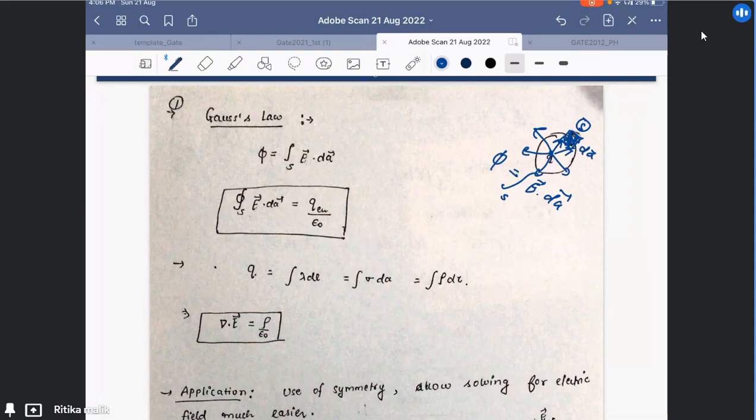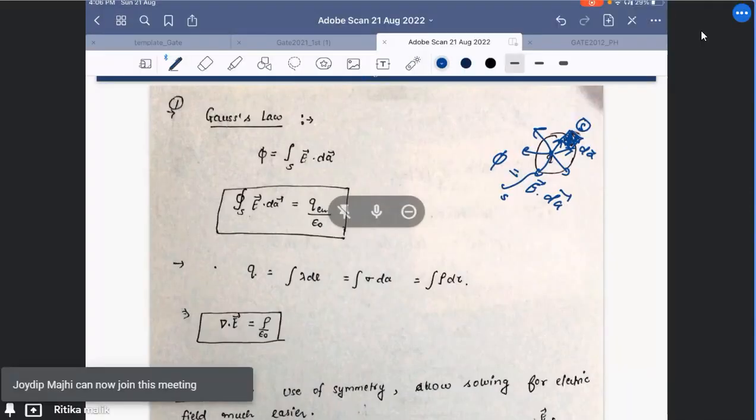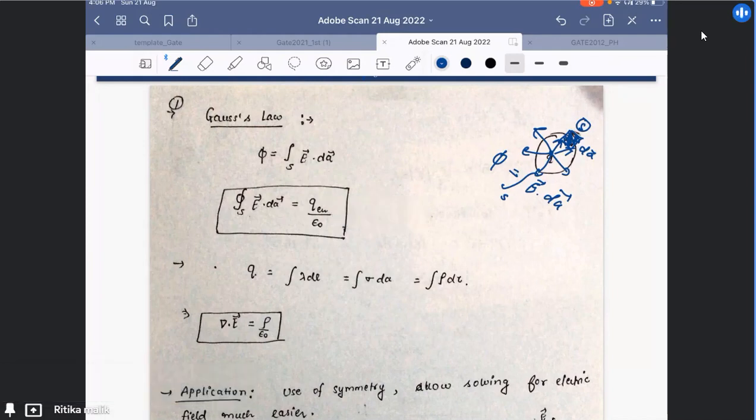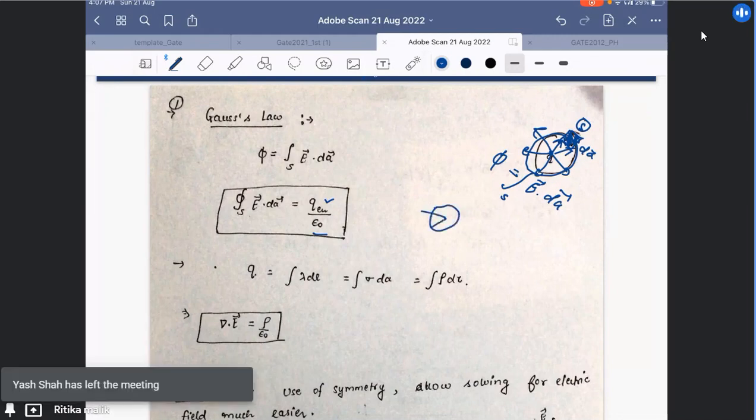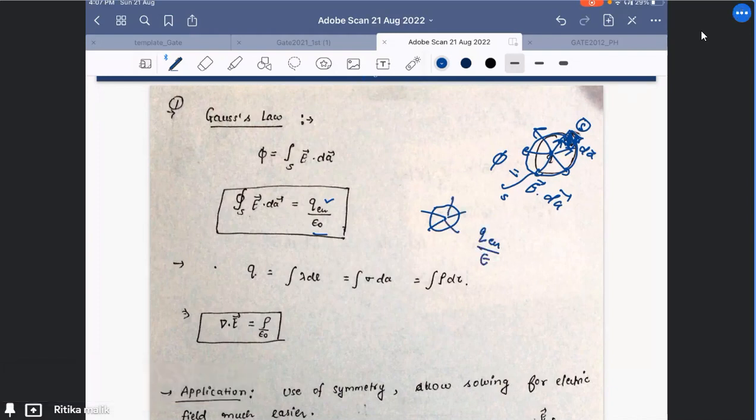But what Gauss's law says is, if we take the integral over the whole surface within which the charges lie, then the flux is calculated simply as the charge inside this region divided by epsilon naught. So within a surface that encloses some charge, the flux passing through the closed surface is given by Q enclosed over epsilon naught. Q enclosed is the total charge within this region.